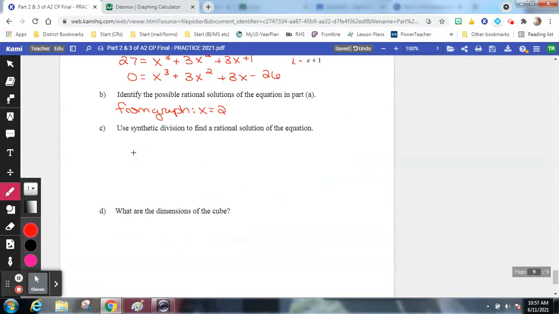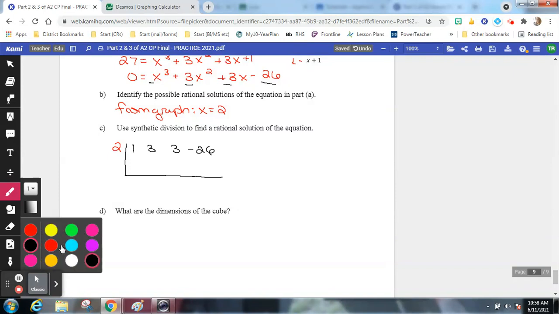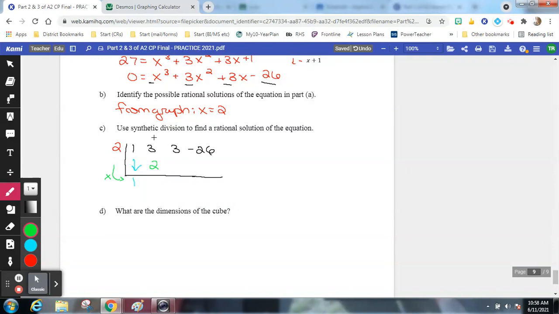So you have to use this step. It is using synthetic division. So you take the value you found, which was 2, and we're going to do synthetic division now. So synthetic division is taking the coefficients of your polynomial, so 1, 3, 3, and a negative 26, and going through our synthetic division. So you drop down the first term, you multiply, 2 times 1 is 2, add down, 3 plus 2 is 5, repeat the process, 2 times 5 is 10, add down, we get 13, 2 times 13 is 26, add down, it is 0.